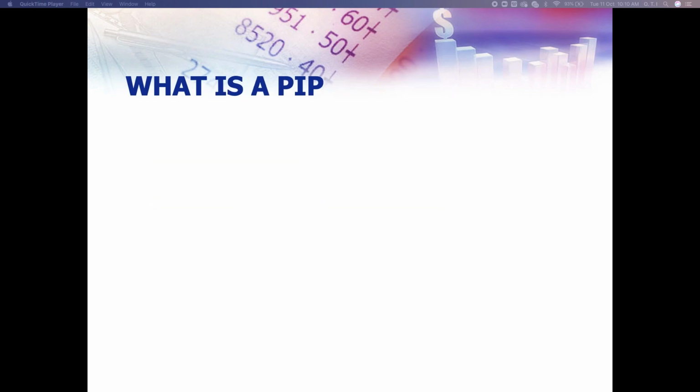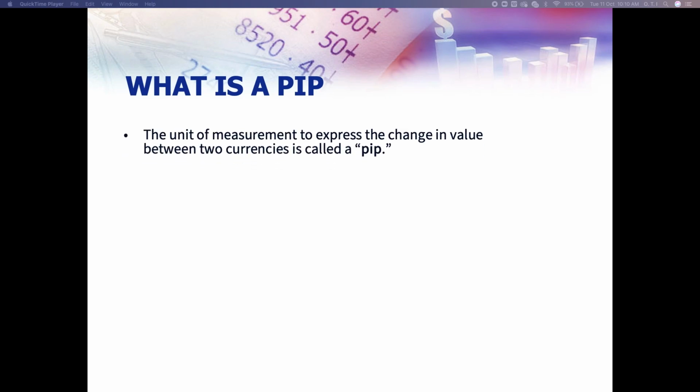What is a PIP in forex trading? The unit of measurement to express the change in value between two currencies is called a PIP. A PIP stands for percentage in points. So if you have heard a lot of forex traders saying I made 100 pips, I made 200 pips, and so on, PIP stands for percentage in points.